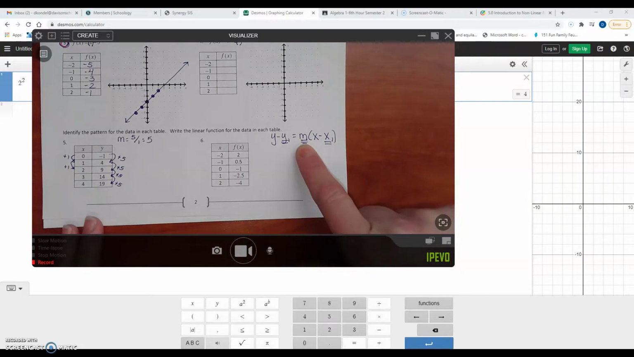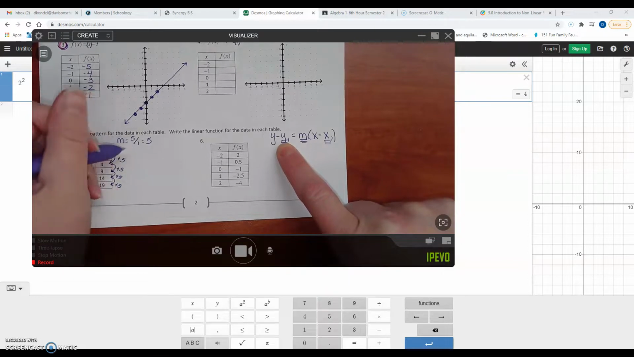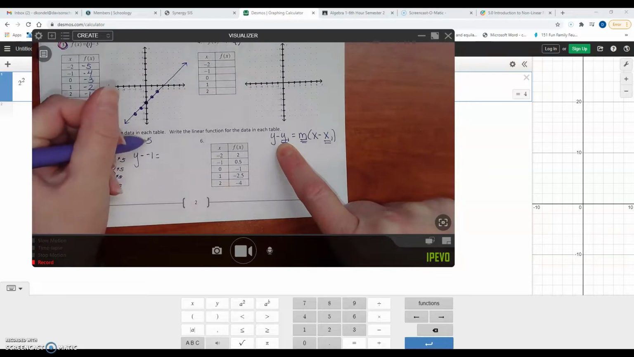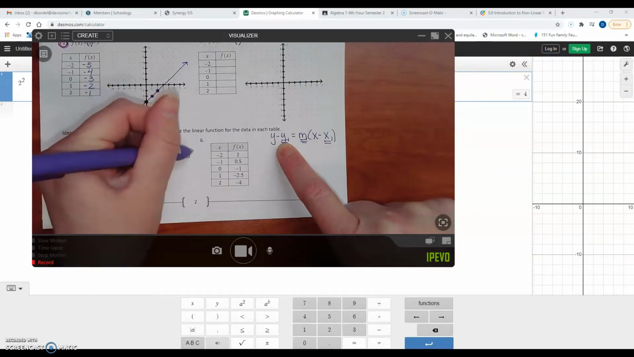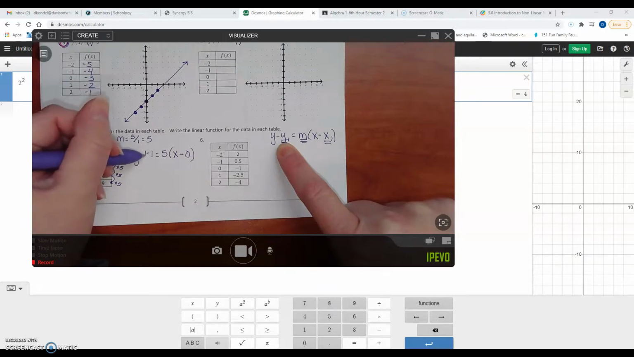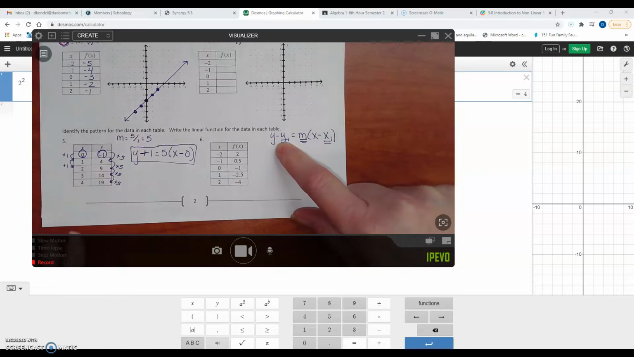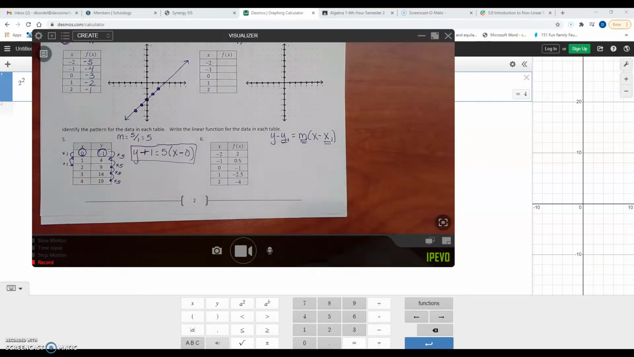That's what I'm going to plug in for m. x1, y1. I'm going to use this as my x1. This is my y1. So I do y minus y1 equals m times x minus x1. And remember, when you have the double negative, you make it into a positive. So this is not new. We've done this already. So if you have a pattern, then you write the equation.